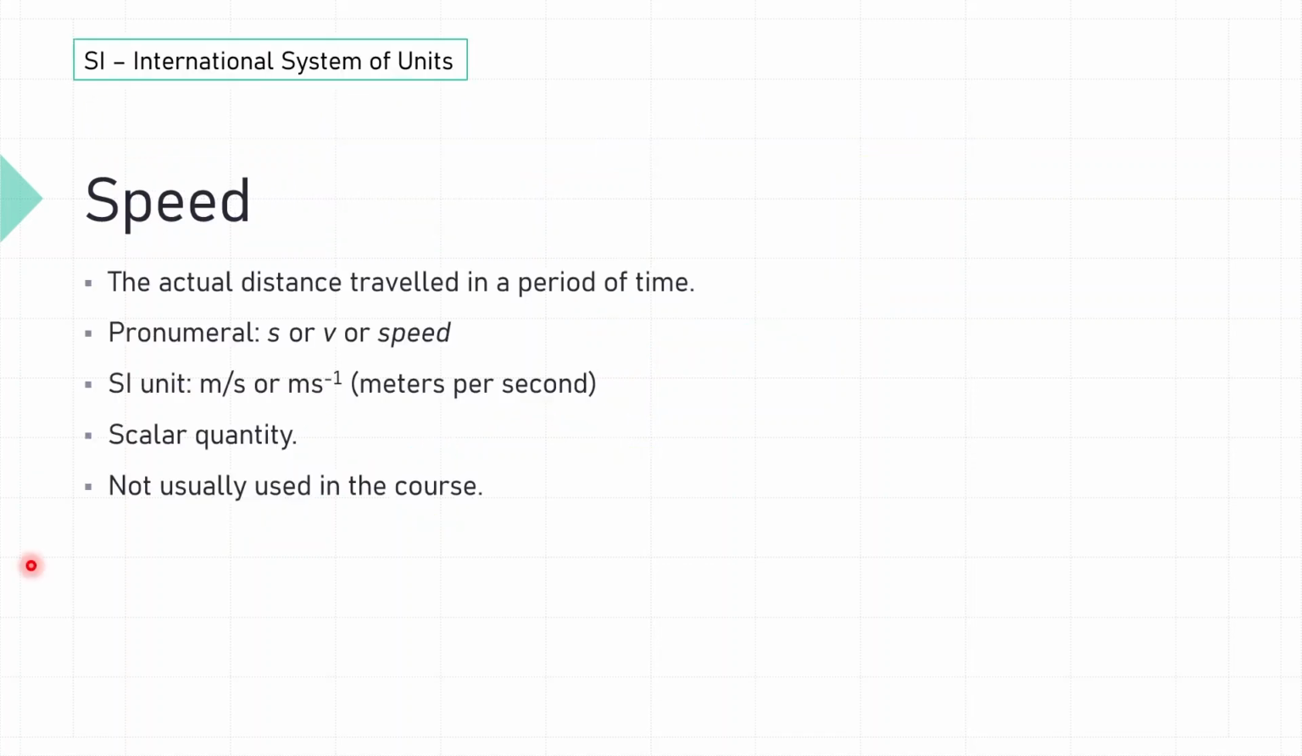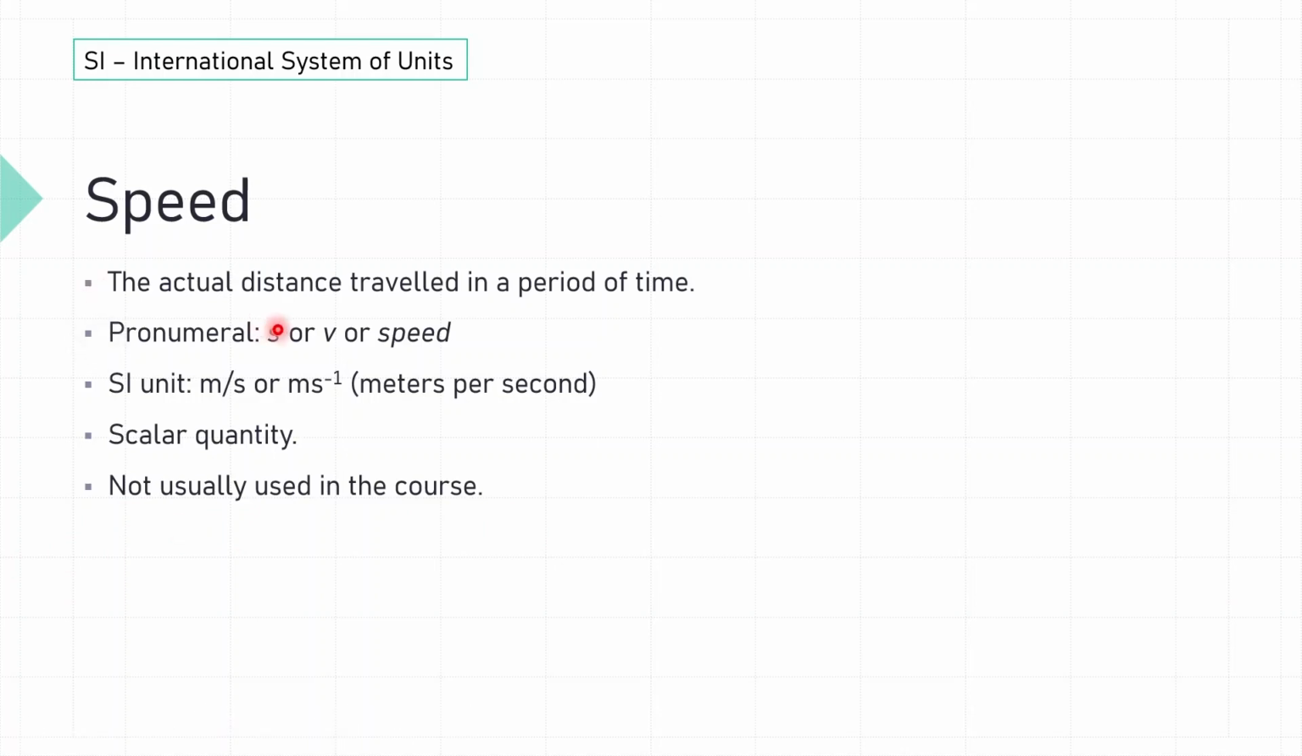Next measurement that I want to look at is speed. Now this is the actual distance traveled in a period of time. So we use distance, not displacement in our calculation. We just looked at that at the lesson prior. Again, there can be some confusion about the pronumerals. That's generally because we don't look at speed a lot. Actually, we look at its vector counterpart, velocity.